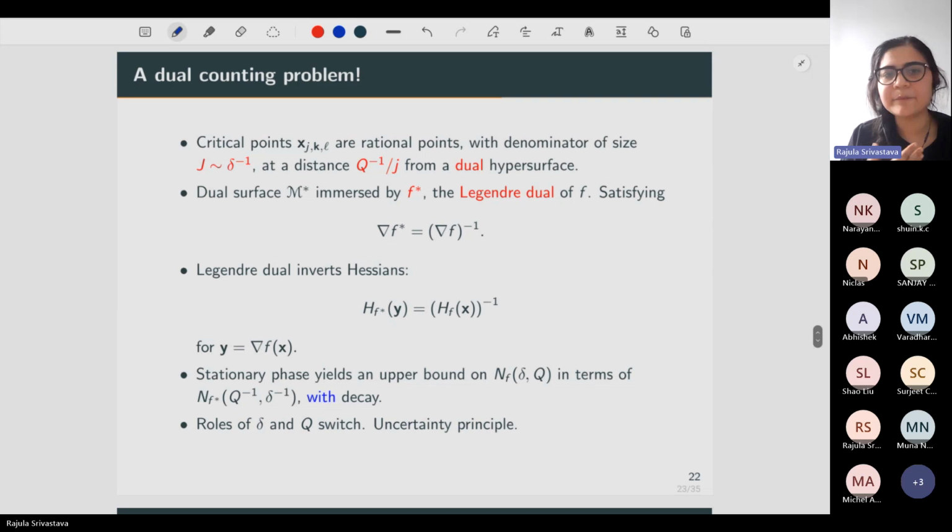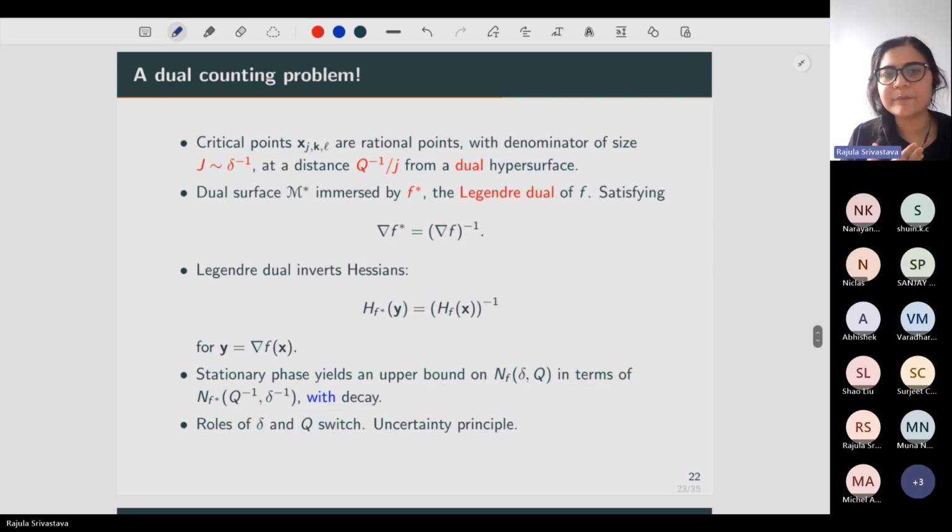You need to do the stationary phase expansion and see that these critical points again turn out to be rational points, but now the role of Q and delta is interchanged. These are rational points whose denominator is of size big J, and at a distance of Q inverse from a dual hypersurface, which is parameterized by the Legendre dual of F. If I just tell it to you like this, it sounds very mysterious, but when you do the stationary phase, it's natural. It is something which takes work to see, and that's a really nice thing.